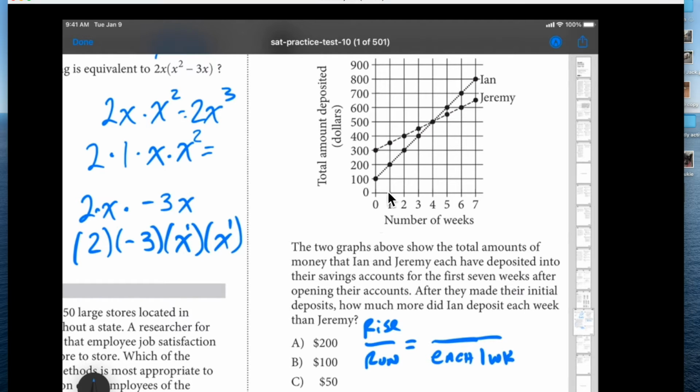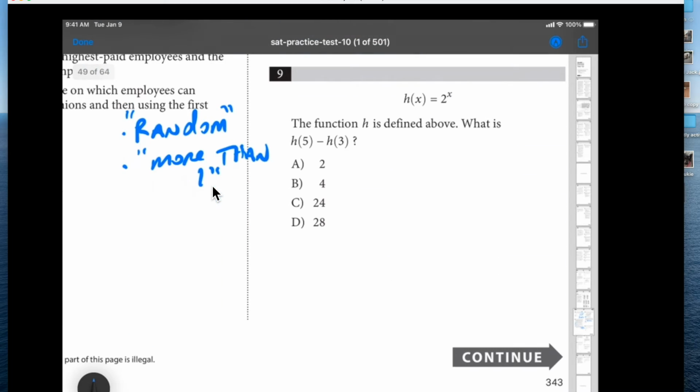Okay, so what's the slope of Ian? Okay, 1 week, 100 increase. It goes from 100 to 200. So Ian is going to be doing 100 per week. Jeremy, his curve is flatter, so I know it's going to be less. Here, if you move from this point to this point, in 1 week, there's a $50 increase. Therefore, the difference between the two is 50. Number 9.